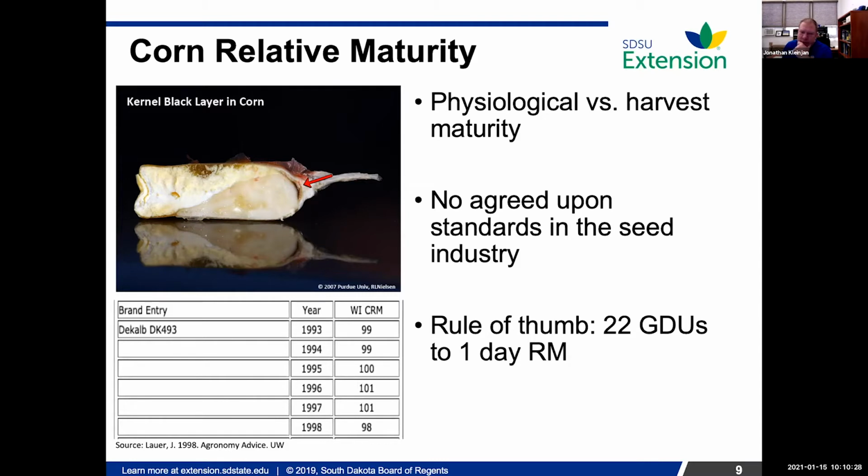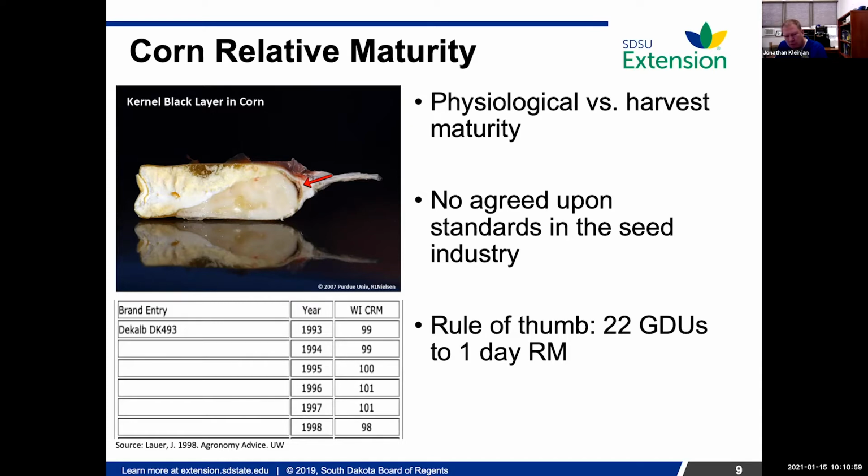If you look here in the lower left, I got this from Agronomy Advice Wisconsin. This is a little bit older data. If you remember DK 493, this was right when I was getting out of college. This was a very good hybrid for DeKalb. This is looking at the Wisconsin maturity rating, which is very similar to Minnesota. Wisconsin tried doing their own thing there for a while with maturity ratings. I don't know if they're still doing it. I honestly can't find any information on it anymore.